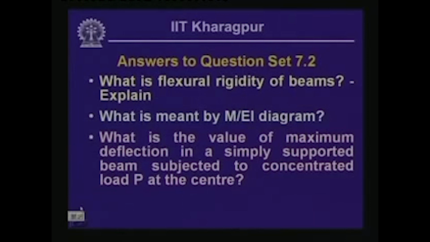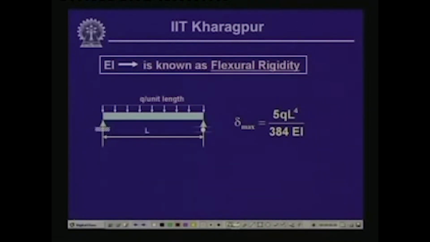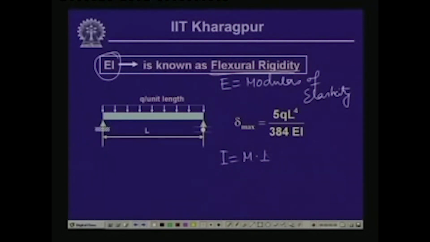The first one is, what is flexural rigidity of beams? Explain. Now, let us look into this aspect. We had indicated in the last lesson that EI, this particular parameter EI, is known as flexural rigidity, where E is the modulus of elasticity of the material we are using for the beam and I is called the moment of inertia of the cross section taken about the neutral axis. This is the moment of inertia about the neutral axis.